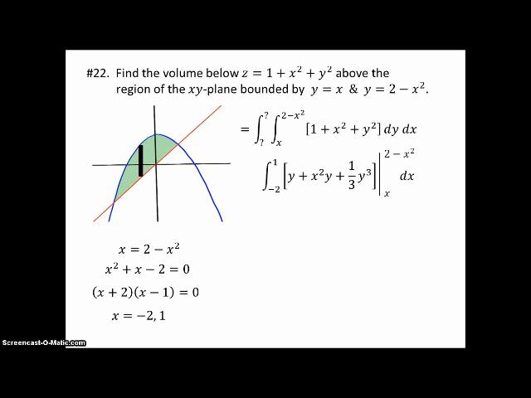And when we integrate with respect to y, our integrand becomes 1 goes to y, x squared is treated as a constant, so we get x squared y, and then we get 1/3 y cubed. But then we have to substitute 2 minus x squared for all the y's, and then subtract when we substitute x for all the y's. So here's what we get.